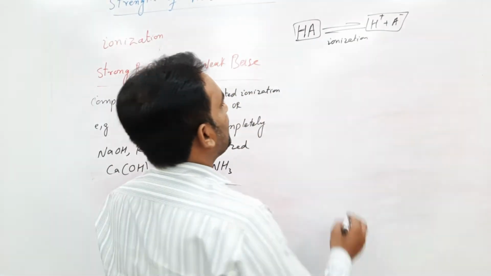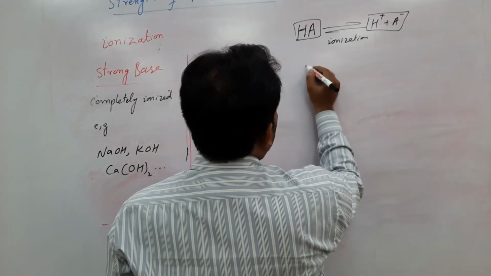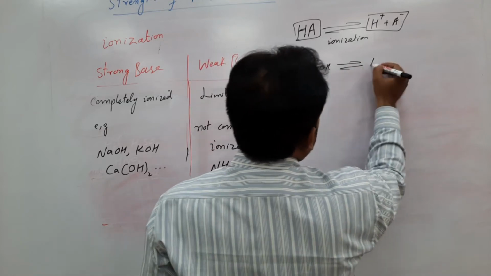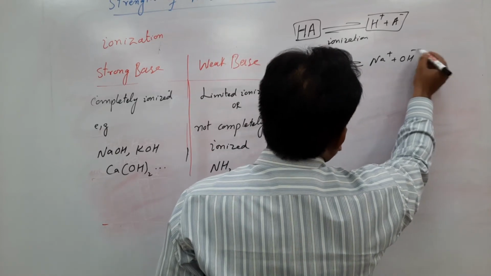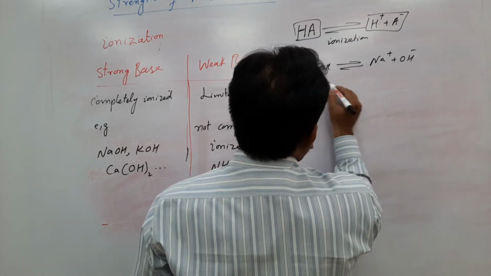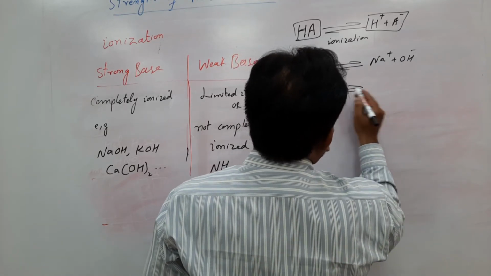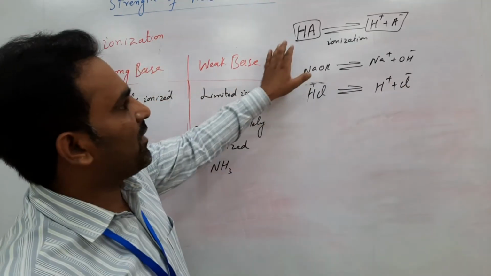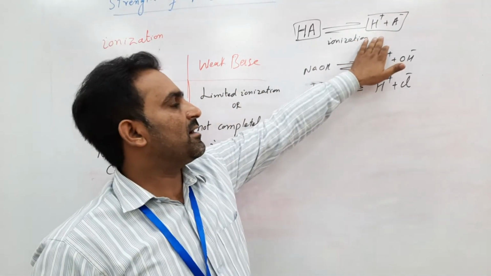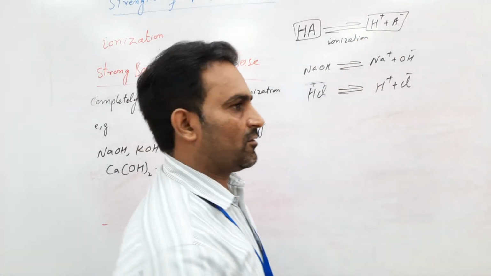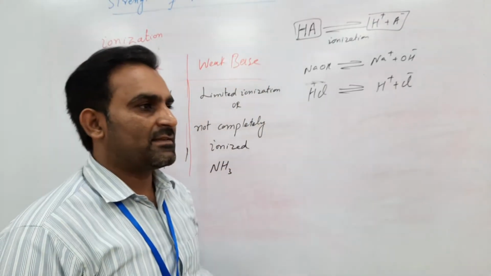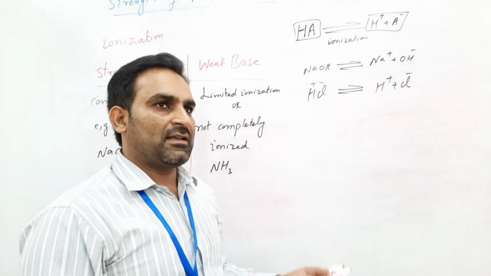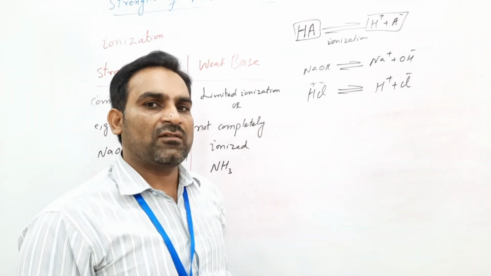Similarly, if you have a base, sodium hydroxide, then it will be ionized into sodium and hydroxide. Similarly, if you have HCl, after ionization it will give you H plus and Cl minus. So the conversion of any compound into its ions is called ionization. And those compounds, either acid or base, if completely ionized, you call strong, and if not completely ionized, then weak.